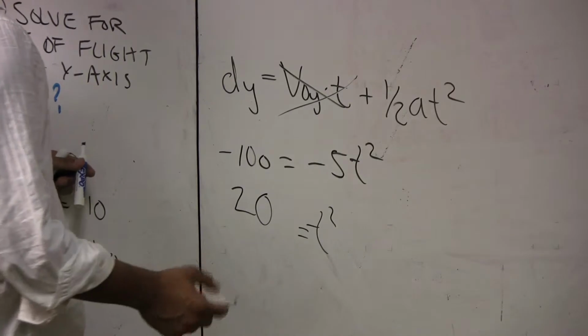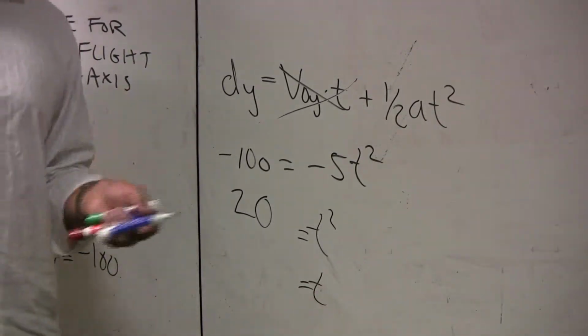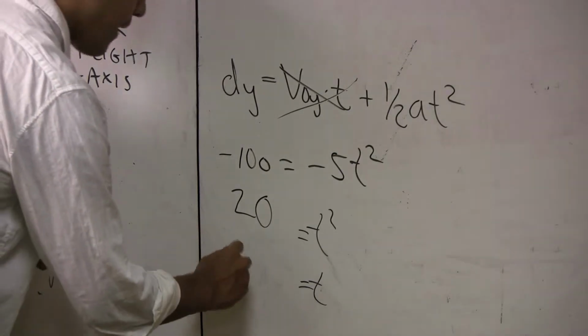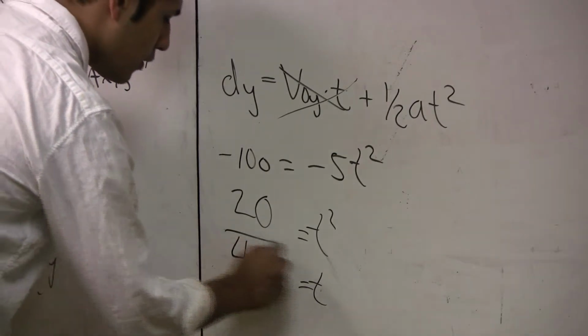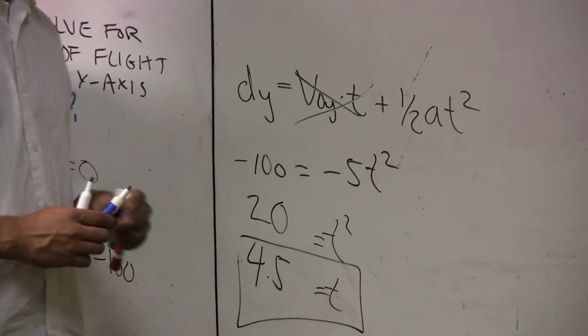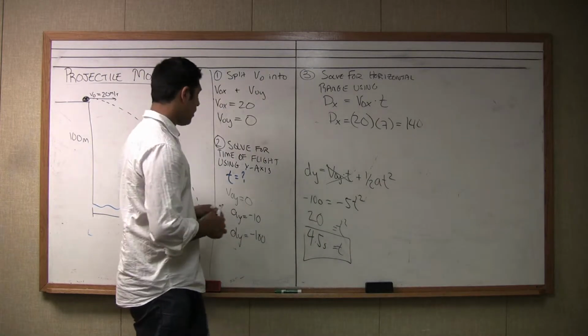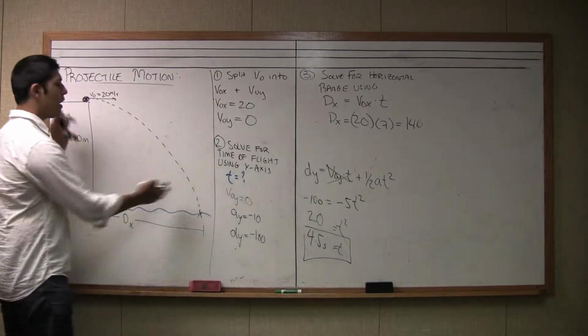So t squared is equal to 20, or t is going to be approximately, it's going to be between 4 and 5. So we'll go ahead and say 4.5. Again, we could get a more precise answer if we were using a calculator. So time is equal to 4.5 seconds. And that's how long that this projectile is going to stay in the air for.